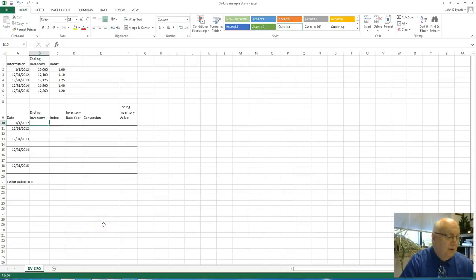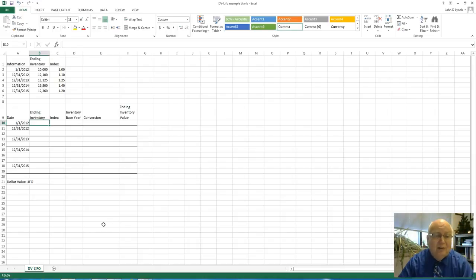We're going to cover dollar value LIFO inventory method calculations. The whole purpose of this is because what we're trying to do with LIFO is get rid of the inflation to see, did inventory actually go up in value, or did it just go up in value because of quantity, or did it go up in value because of inflation? And that's what dollar value LIFO is all about.